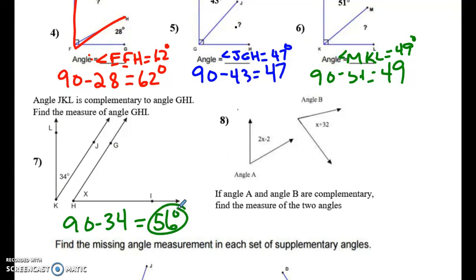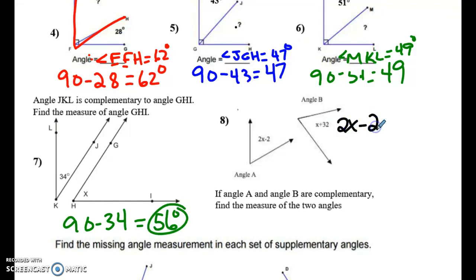Now example 8 is a little different, but still the same concept. It tells us that the measure of angle A is 2x minus 2, and it tells us that the measure of angle B is x plus 32. So it's going to be like we did with the triangle problems. I just need to combine my like terms, but this time because they're complementary, I'm going to make my equation equal 90. So let's try it.